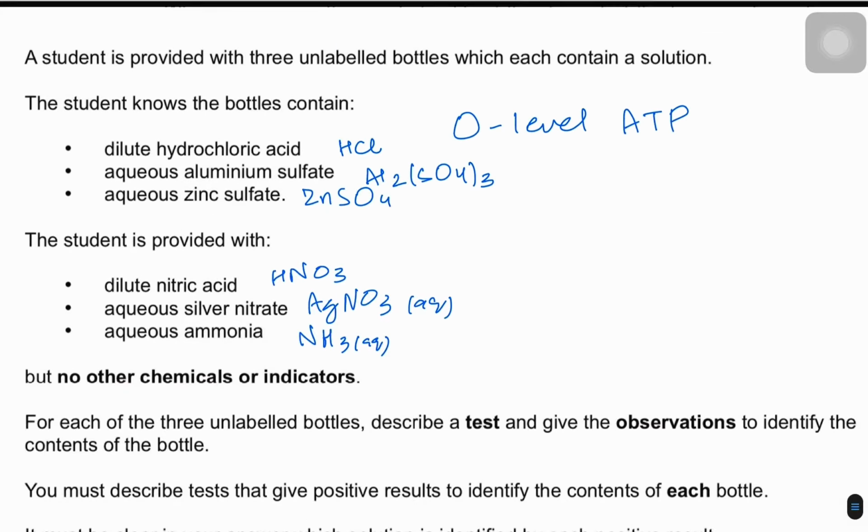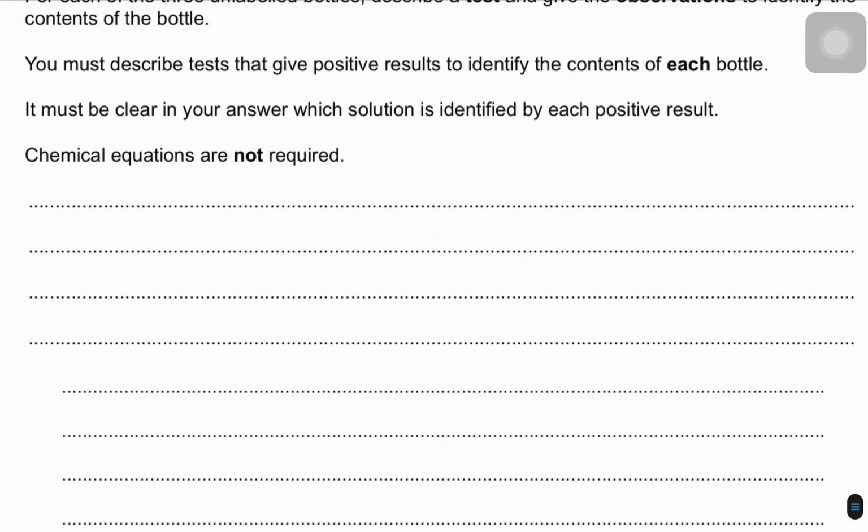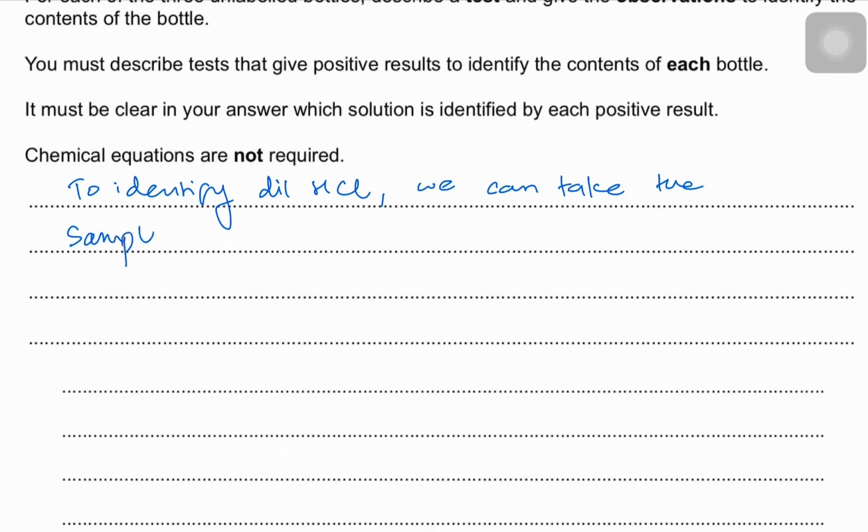So let's begin. In order to identify hydrochloric acid, we have to see that nitric acid is useless because one acid is not going to react with another acid. Can we use silver nitrate? Yes, because hydrochloric acid has chloride in it. So we will write, to identify dilute hydrochloric acid, we can take the sample in a test tube.